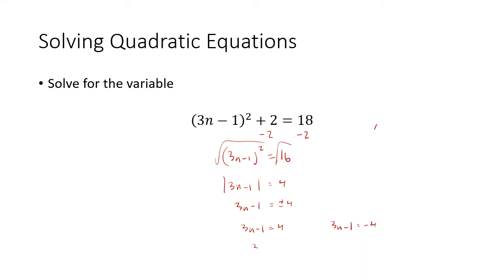Add the 1 to both sides: 3n is equal to 5, or 3n is equal to negative 3. So n could be 5/3, or n could be negative 1. So those are the two possible answers for this problem. You could write that as a solution set if you want, or you could say n is equal to negative 1 and 5/3. These are all acceptable ways to represent your answer.